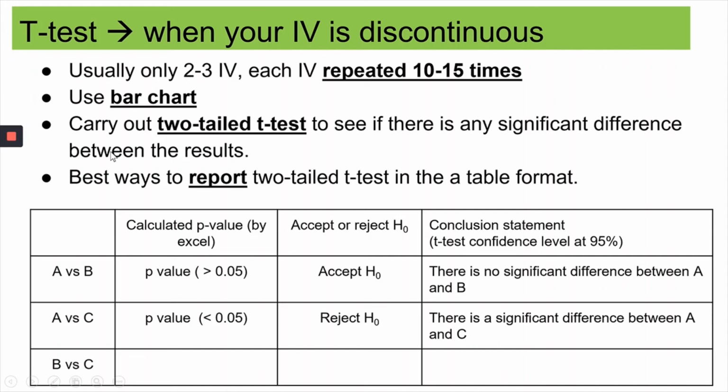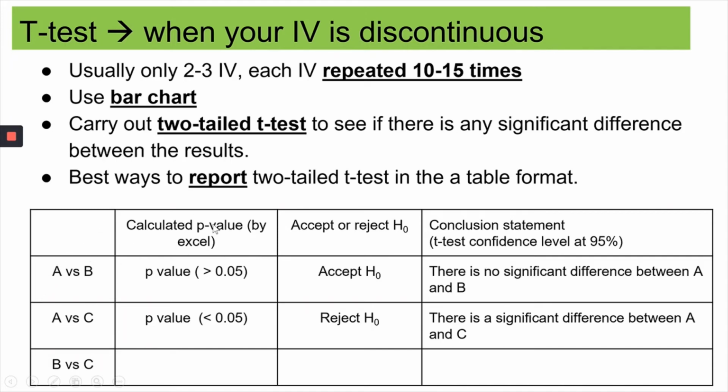Two-tailed t-test, we'll talk about that already. And report the two-tailed t-test in a table format. Again, in the previous video about t-test, we've already mentioned how you can report the t-test. So you can refer to that again. So just a very quick one is the items that you're comparing. For a two-tailed t-test, you can only compare 2 items at a time.